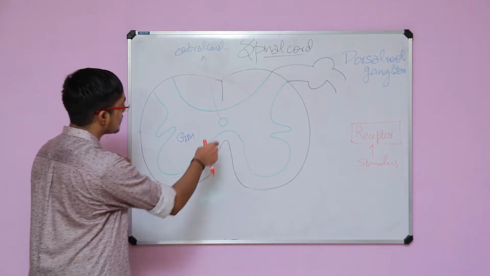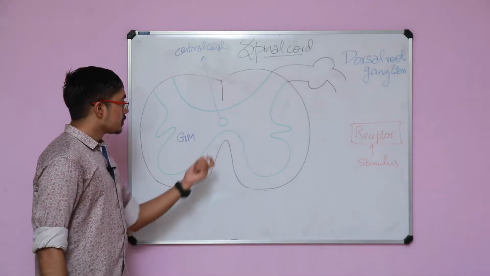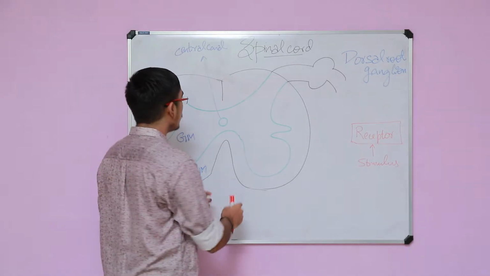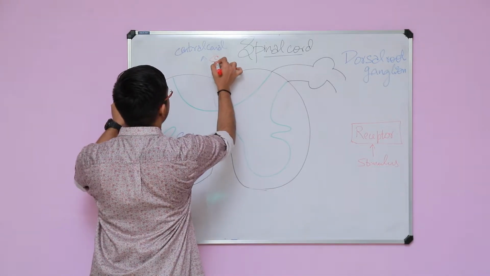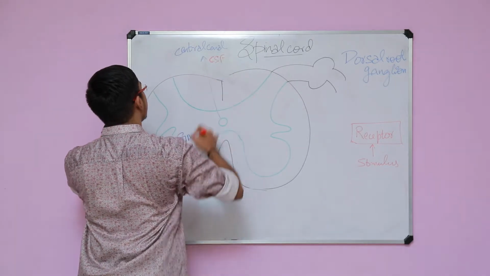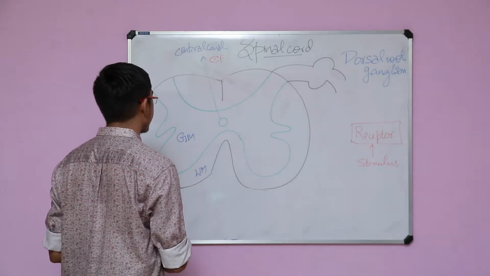Now, if you look at this particular structure of the spinal cord, what I see is that there is a central opening over here. So this is the central canal. So inside the spinal cord also you have a very small canal through which there is CSF present. How will I link this to the brain? So CSF is flowing through this particular central canal of the spinal cord.